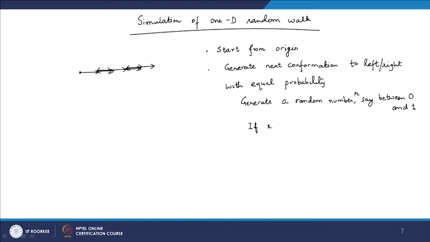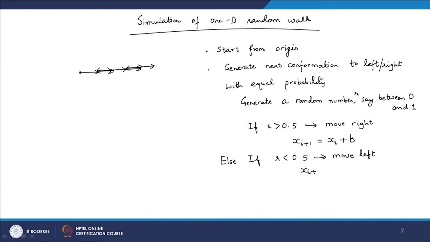If R is higher than say 0.5, we move to the right, that is we do x_{i+1} = x_i + b, and else if R is less than 0.5, we move to the left with x_{i+1} = x_i - b, and then we repeat for m steps, and then repeat for a large number of conformations.